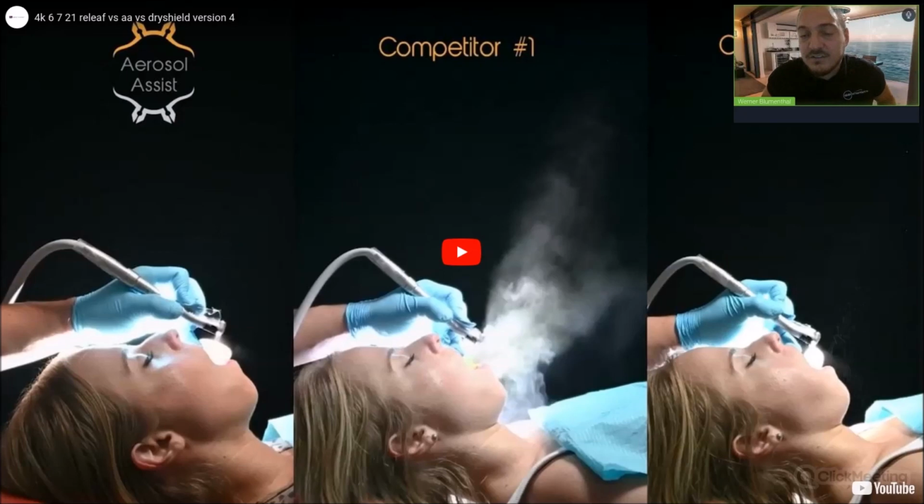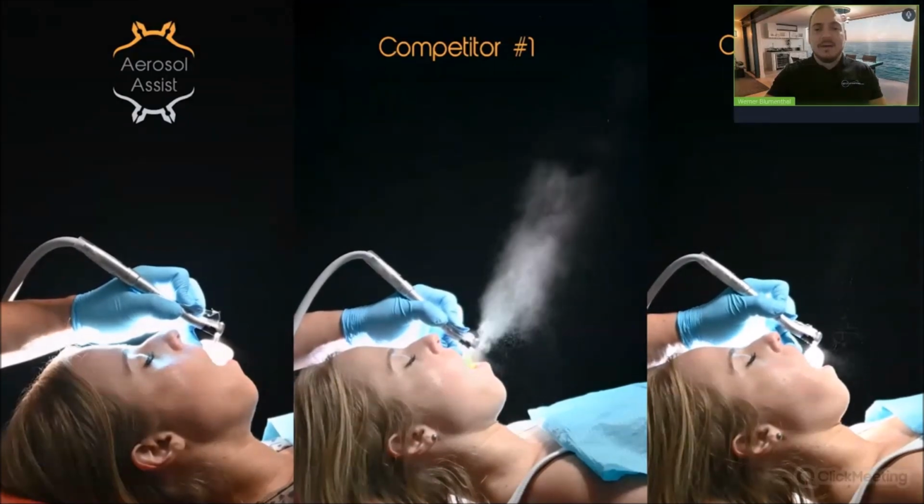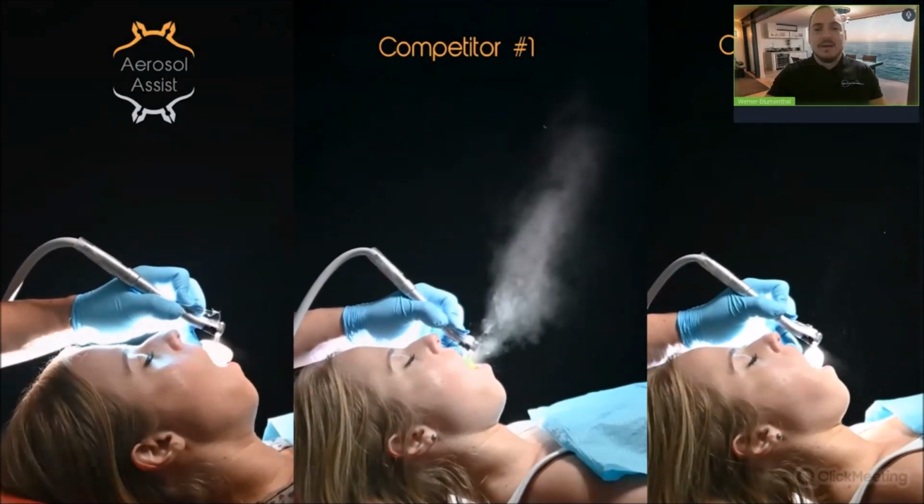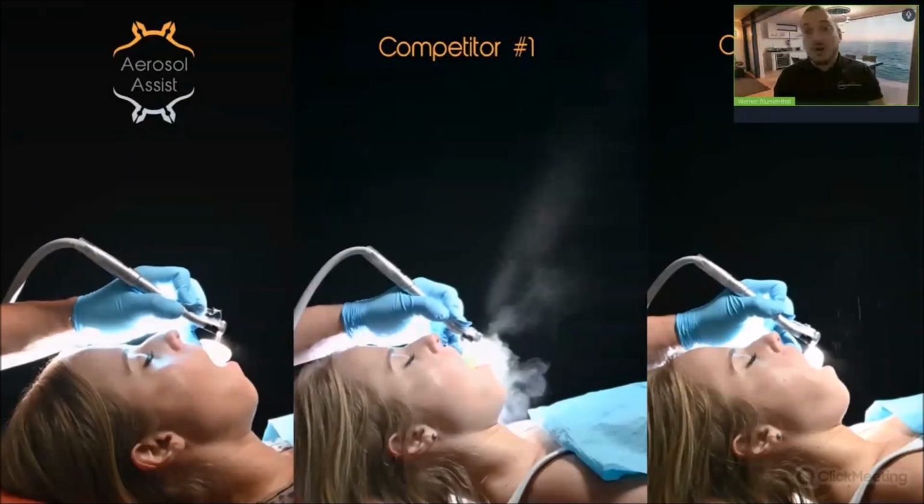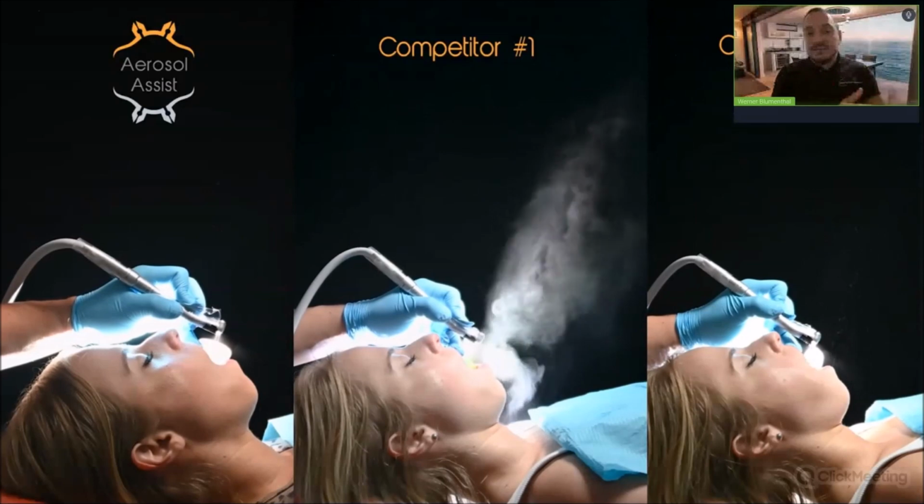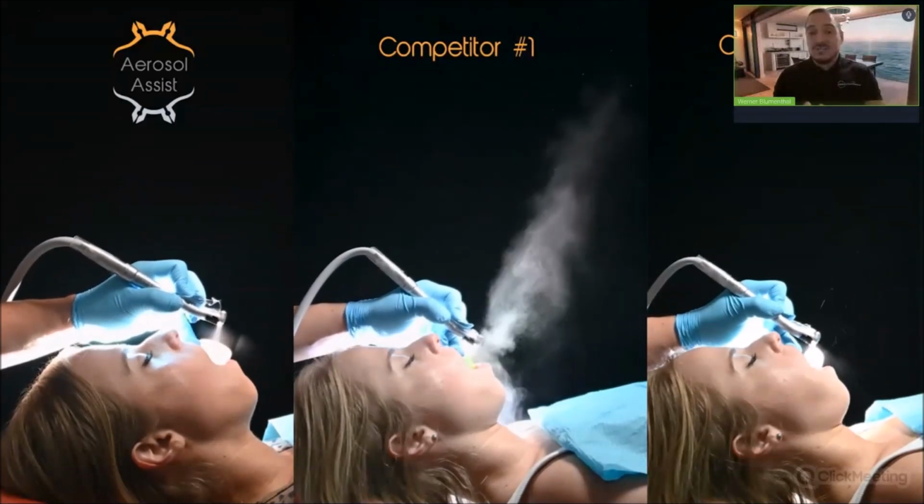We reduced aerosol and splatter, but are we better than what's out there on the market? Are we actually doing any better? And is there room to improve on what we did? We've got the aerosol cyst on the left, and then two other products on the market claiming to do the same thing.